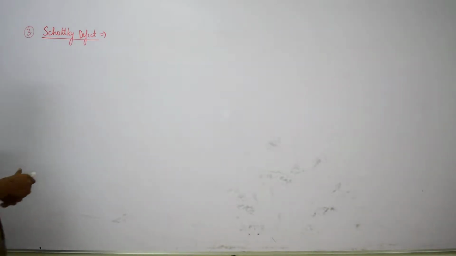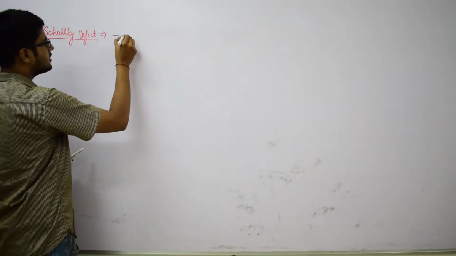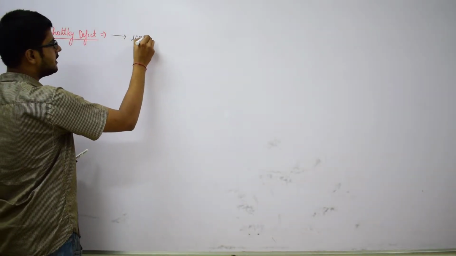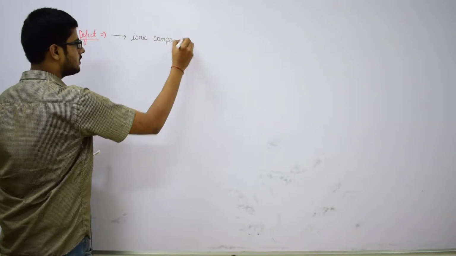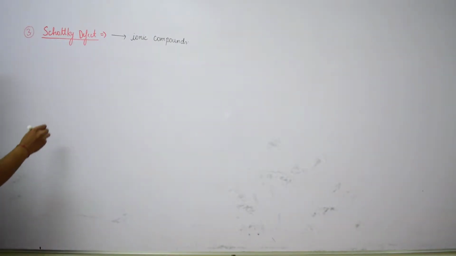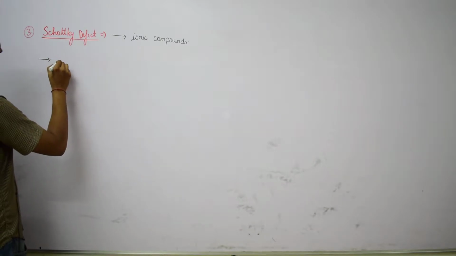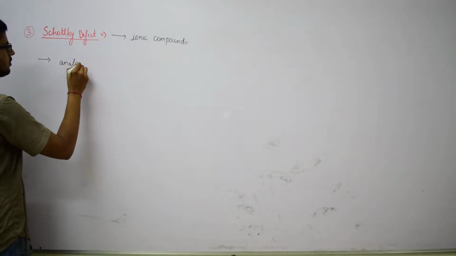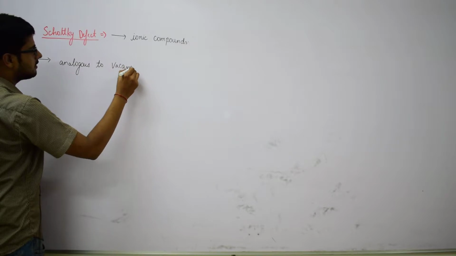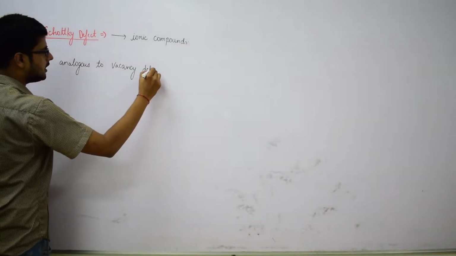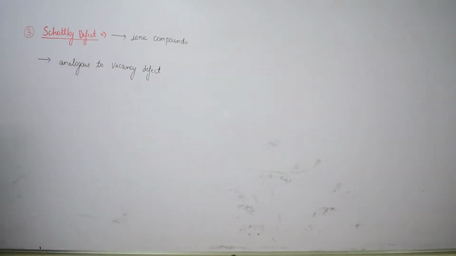Now, what happens in the case of Schottky defect? The first point is that it is always found in ionic compounds or ionic solids. The second point is that it is equivalent or analogous to vacancy defect.